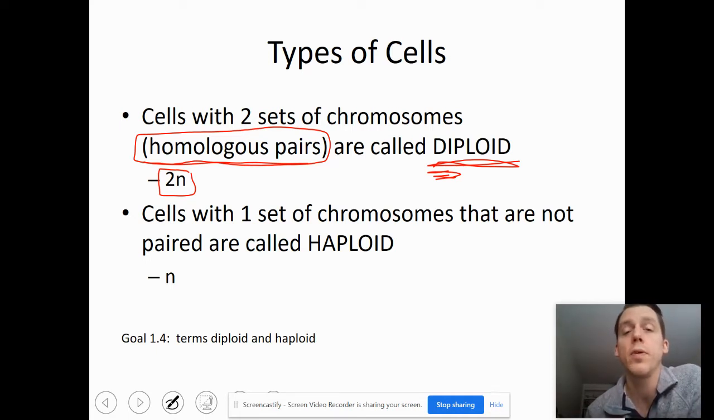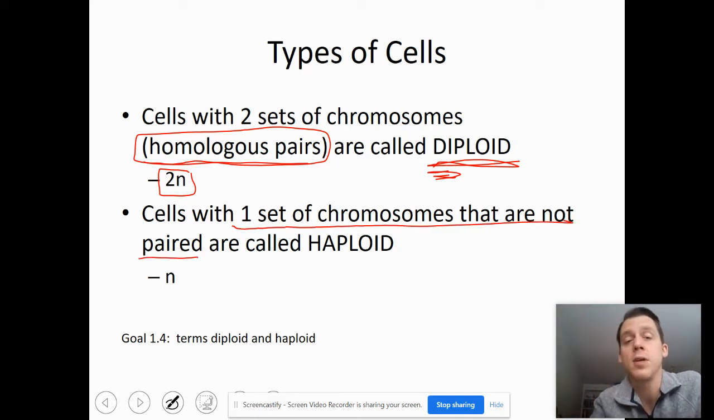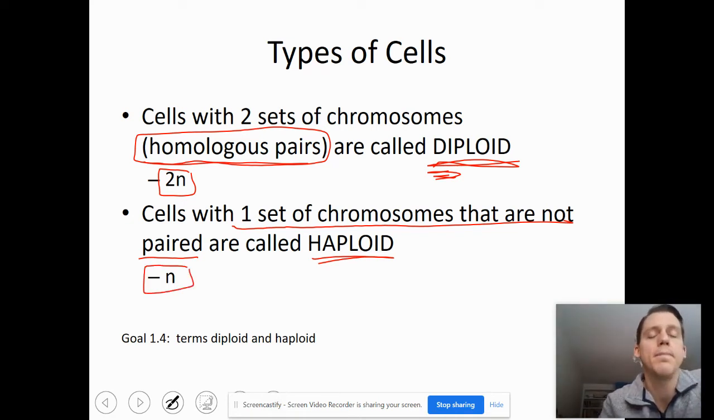So if you were to take a look at one of your skin cells, 46 chromosomes, that's 23 pairs. That's a diploid cell. What about your liver cells? Again, 46 chromosomes, that's 23 pairs. That's a diploid cell. Some of our cells, a few of them, only have one set of chromosomes that are not paired, so no homologous pairs. And that is referred to as a haploid. Think half the number. No pairs, that's half. The shorthand for haploid is just N.